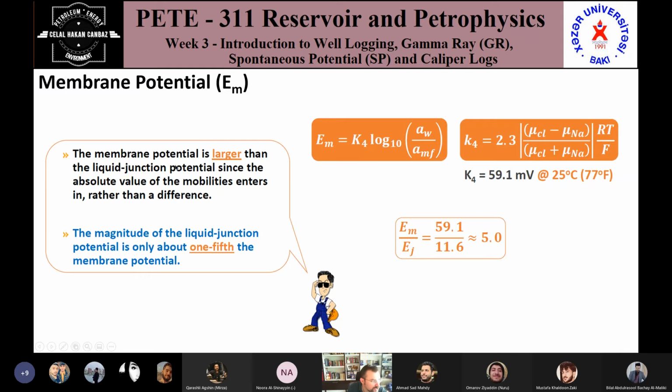Yeah, the membrane potential is larger than the liquid junction potential since the absolute value of mobilities enters, rather than a difference. That's correct. The magnitude of the liquid junction potential is only about 1/5 of the membrane potential.